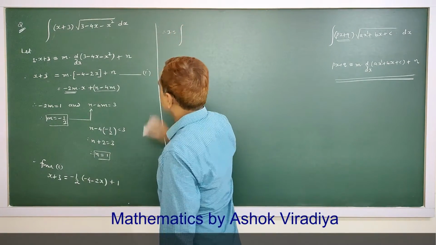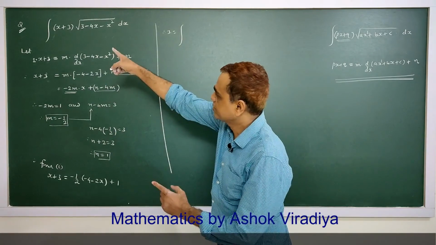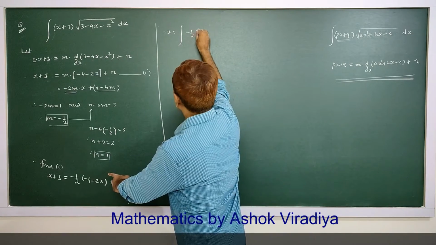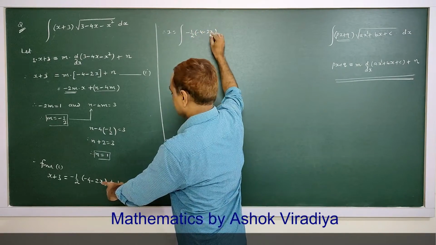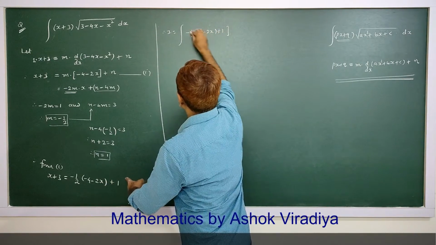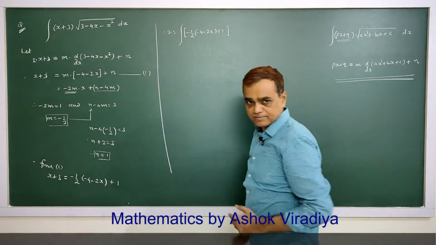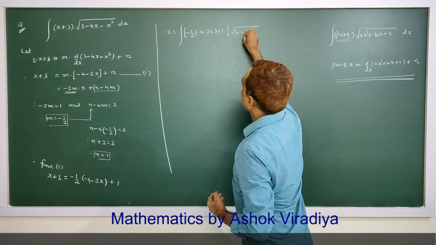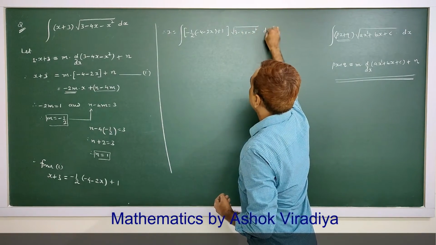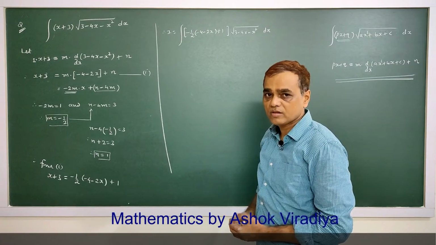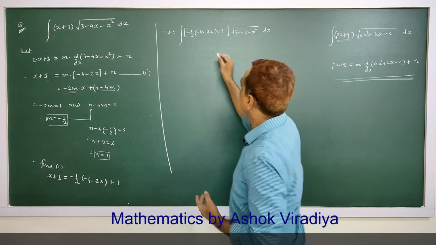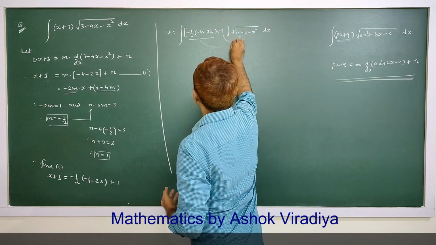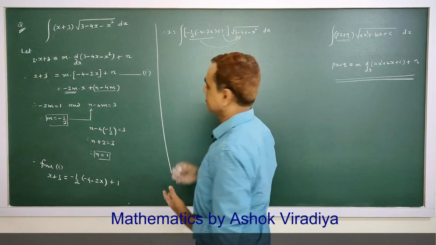the integral is, now putting the replacement for x plus 3: minus 1 by 2 into (minus 4 minus 2x) plus 1, this is the value of x plus 3, into the square root of 3 minus 4x minus x square. Then in the next step, multiply individually. We multiply this number with this, and multiply this one with this number.